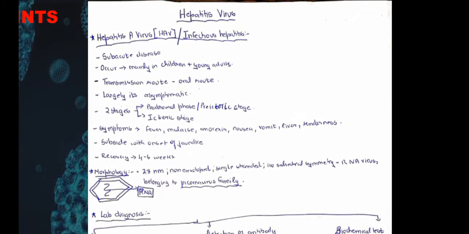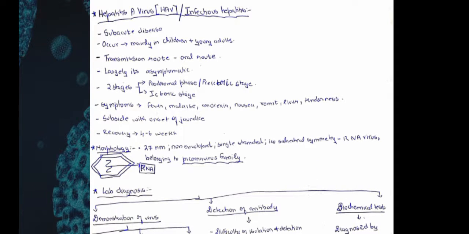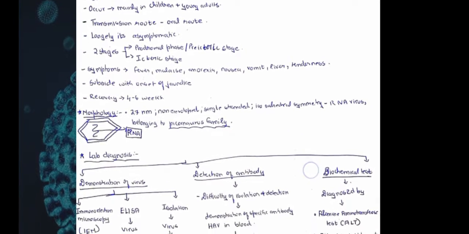Coming on to the hepatitis virus, that is hepatitis A virus, it is also known as infective hepatitis. It is a subacute disease occurring mainly in children and young adults. The transmission route is the oral route. Largely, it's asymptomatic in nature. The two stages are the prodromal or pre-icteric stage, and the second stage is known as the icteric stage. The symptoms are malaise, fever, anorexia, nausea, vomiting, liver tenderness, etc. It subsides with the onset of jaundice, and the recovery is approximately in 4 to 6 weeks.